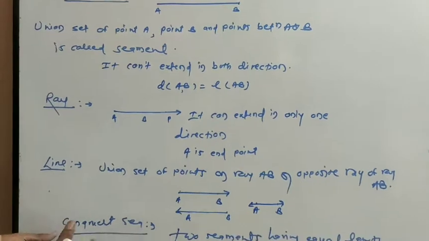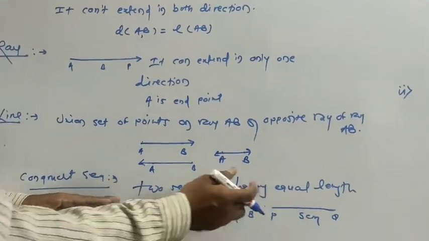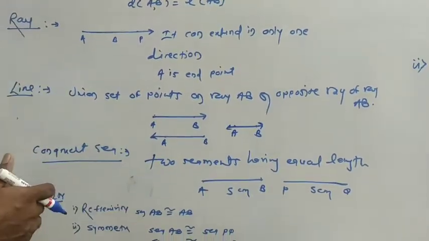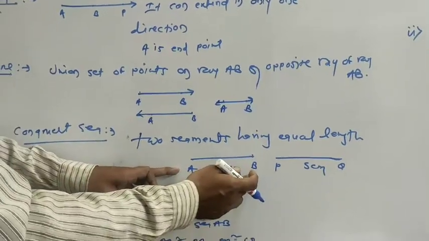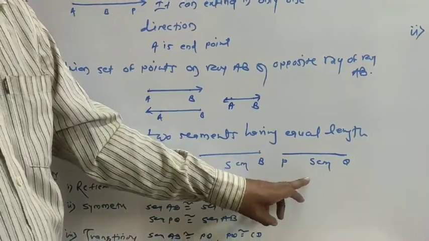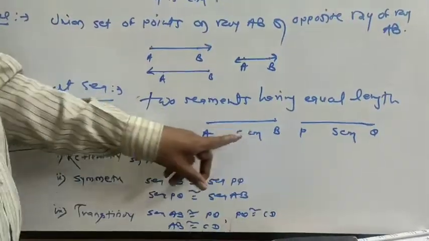Then congruent segments. Two segments having equal length are called congruent segments. See this figure, segment AB is 5 cm long, segment PQ is 5 cm long. Therefore, these two segments are called congruent segments.